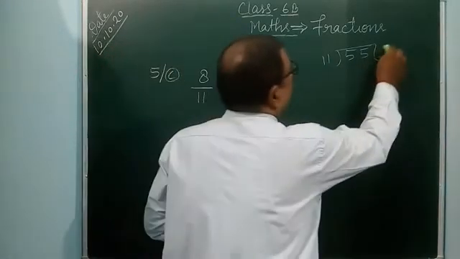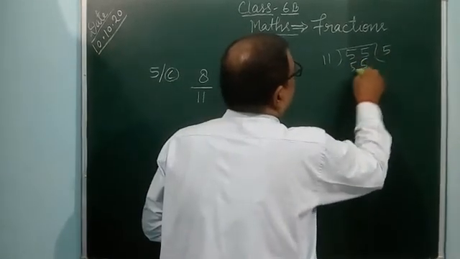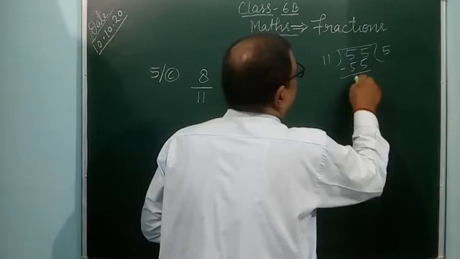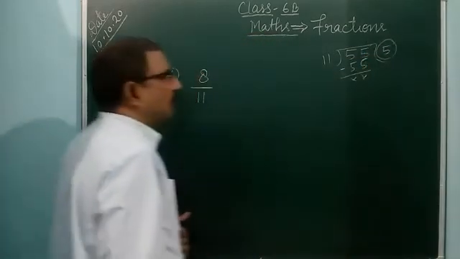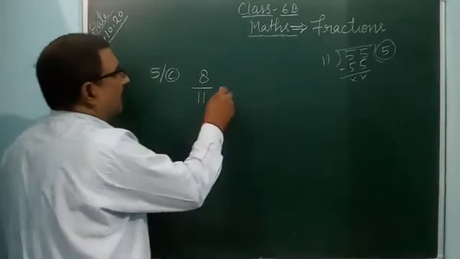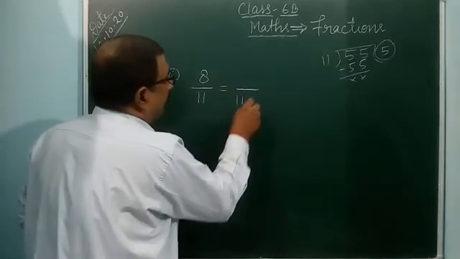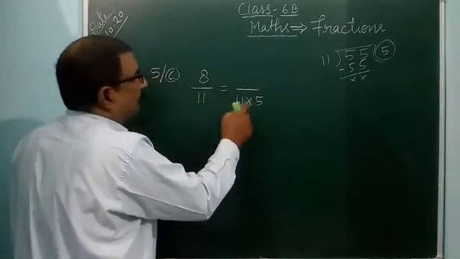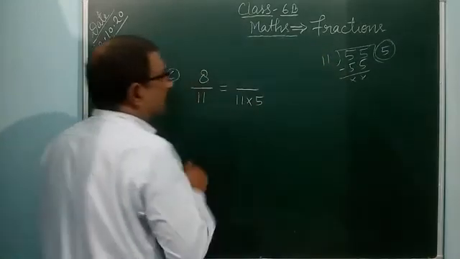So 11 fives are 55. 5 times goes. So you multiply 11 by 5. 11 fives are 55.